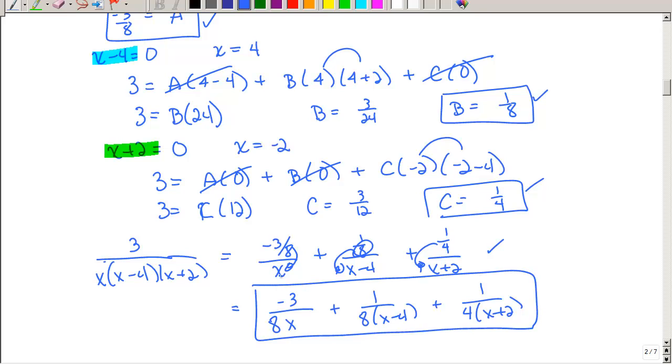So again, you could actually check your work by taking these three fractions, adding them together by finding a least common denominator, collecting like terms, and you should get back what you started out with.